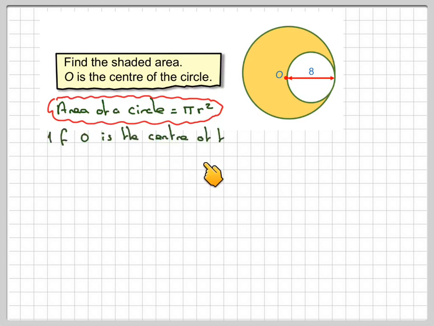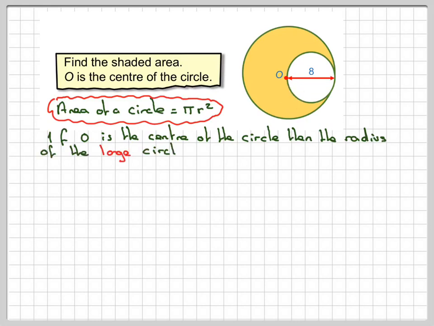So if O is the centre of the circle, the large circle that is, then the radius of the large circle will be 8. The radius of the smaller circle will be 8 divided by 2, because what you've got here is the diameter of the smaller circle. We really need the radius for the formula here. So that will be 8 divided by 2, which is 4.